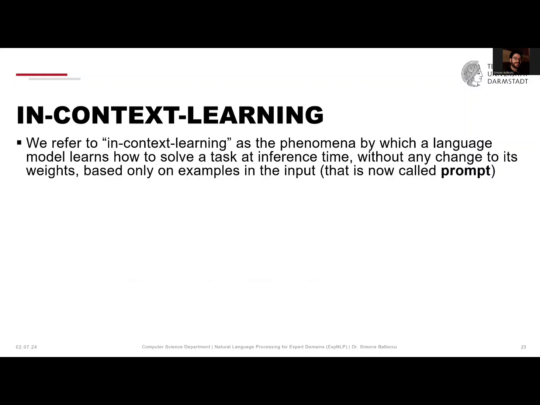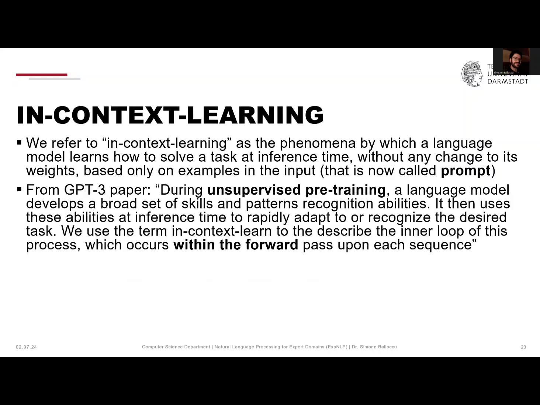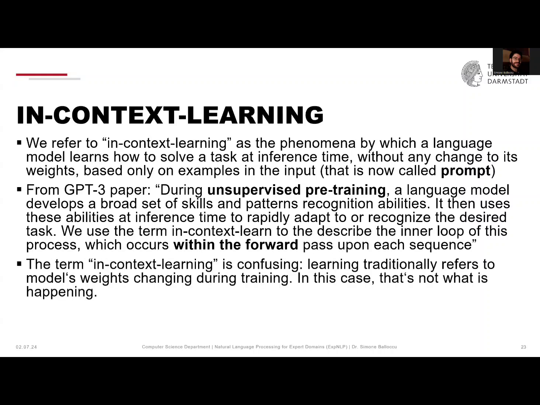From the GPT-3 paper, they say that during unsupervised pre-training, a language model develops a broad set of skills and pattern recognition abilities, then uses these abilities at inference time to rapidly adapt to a specific task. We use the term in-context learning to describe the inner loop of this process, which occurs within the forward pass, so no parameter changing. Now, the term in-context learning is confusing. Everything is becoming very messy, because learning refers traditionally to when we change the model weights during training. In this case, that's not what happens. So that's why we call it prompting.